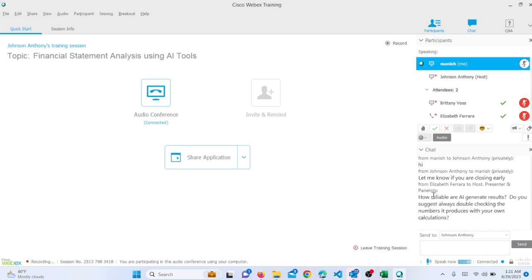Okay, so thank you, Elizabeth, for asking how reliable our AI generated results are. Do you suggest always double checking? At the moment, in terms of calculations only, yes, AI generated results are reliable, but I suggest you do a spot check to make sure it's taking the right number, the right reference.